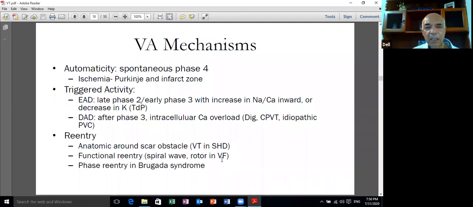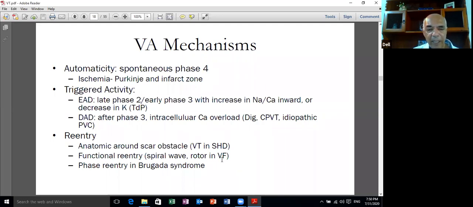Now we have various mechanisms for ventricular tachycardia. In patients where ventricular tachycardia is the outcome of ischemia or of the Purkinje tissue or infarction, the underlying mechanism is usually enhanced abnormal automaticity. In patients with long QT interval of the congenital variety, this is early afterdepolarization. In patients of calcium overload like digitalis toxicity, CPVT, and the idiopathic PVC, which we are going to come to very soon, it's delayed afterdepolarization.